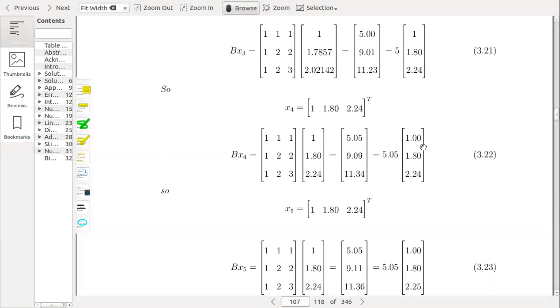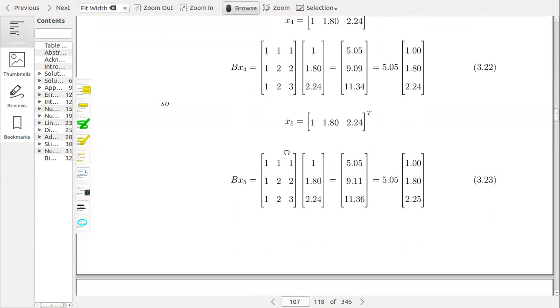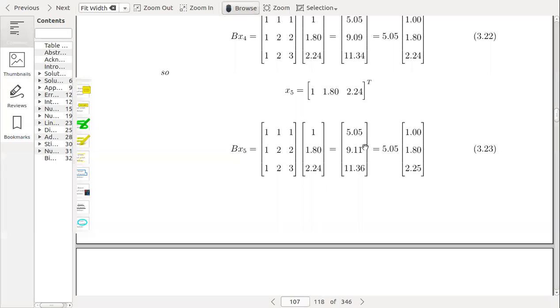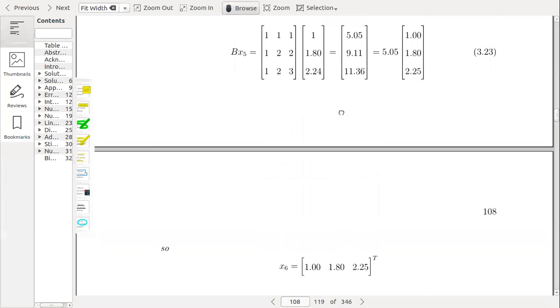This is 1.00, 1.80, and 2.24. So we multiply this again with this matrix. So 1, 1.80, 2.24. And we'll get this: 5.05, 9.11, 11.36. And we'll get 5.05 times 1, 1.8, 2.25.